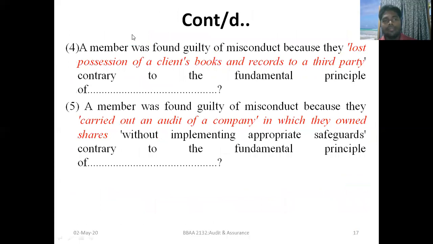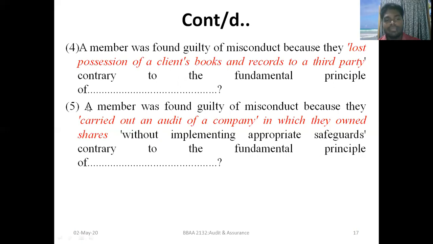Number 4, a member was found guilty of misconduct because they lost possession of a client's books and records to a third party, contrary to the fundamental principle of what? It's a simple one, no? It clearly says they lost the possession of a client's books and records to a third party, and communicated information to the third party. Definitely here the member violated the principle of confidentiality.